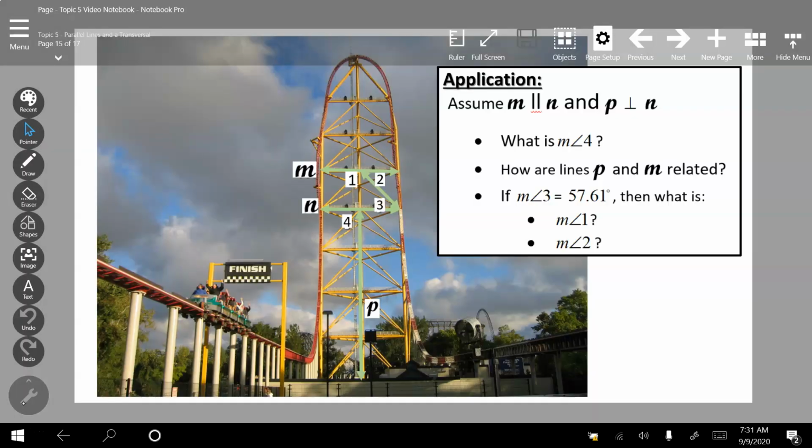I'm going to pause the video and do all the work without talking about it. So here are the results for this page. The measure of angle 2 is going to be congruent to, equal to, the measure of angle 3 because they're alternate interior angles. And then the measure of angle 1 is 122.39 because it is a linear pair with angle 2.